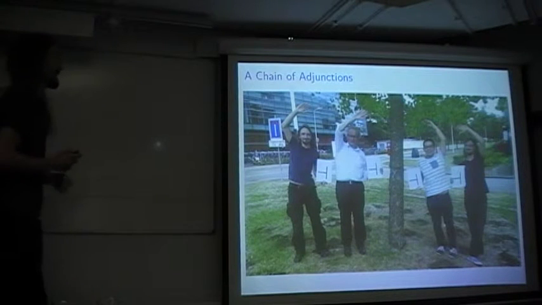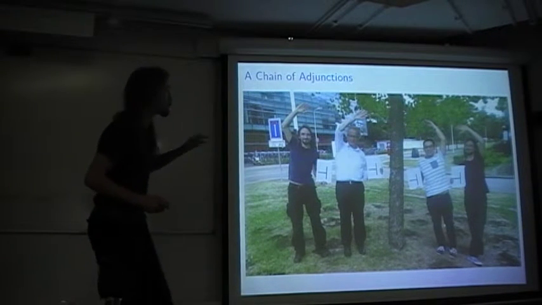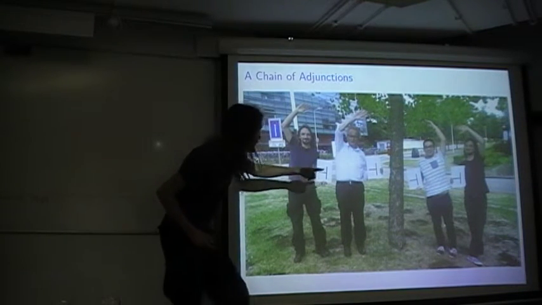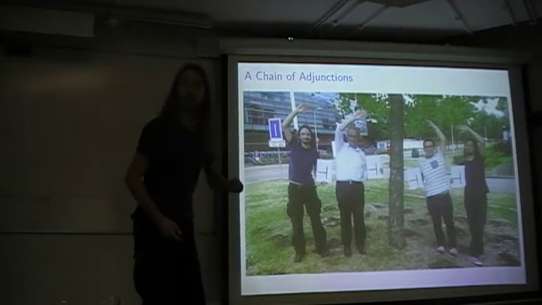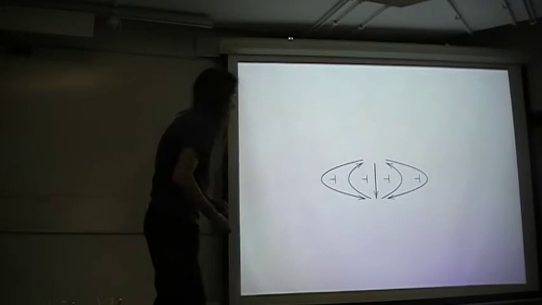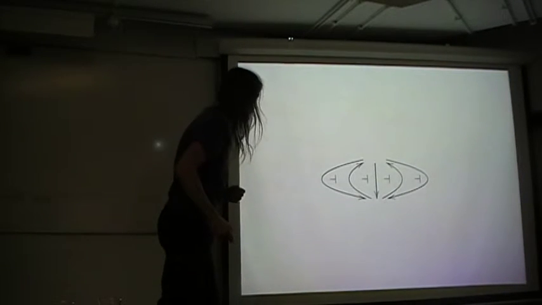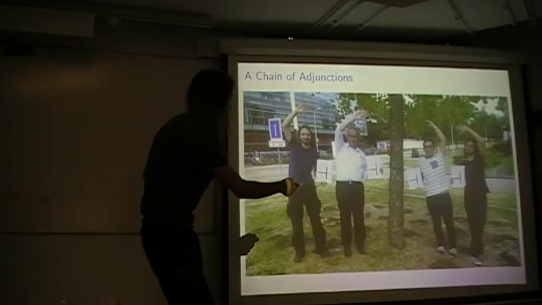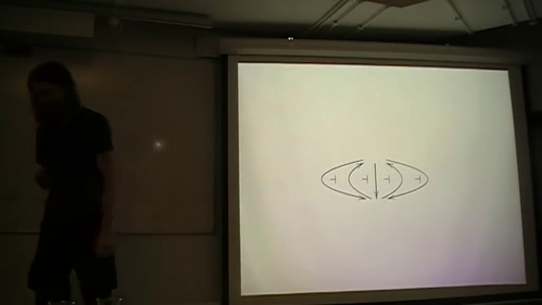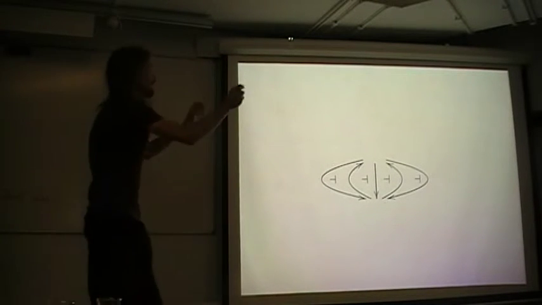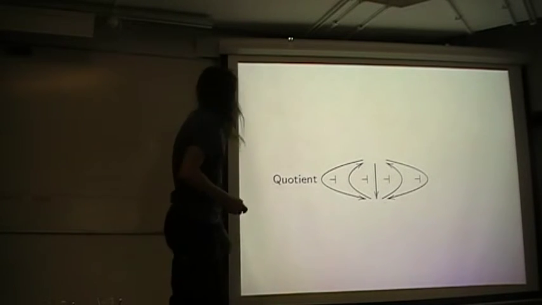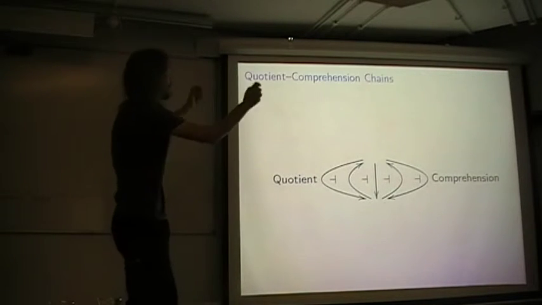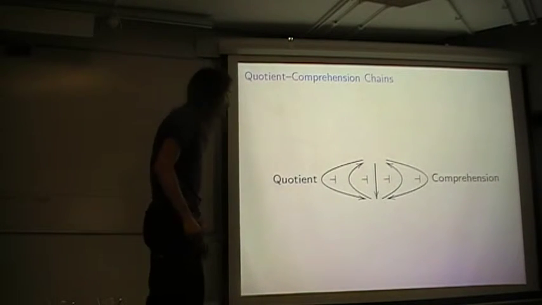I don't know whether you can see that the picture is built up from the authors of the paper, and you can see the adjunction signs here. So the intended meaning of this picture is such a chain of 5 functors and 4 adjunctions. So for such a chain of adjunctions, the left one I would like to call quotient, and the right one comprehension. And this whole thing is a quotient-comprehension chain.